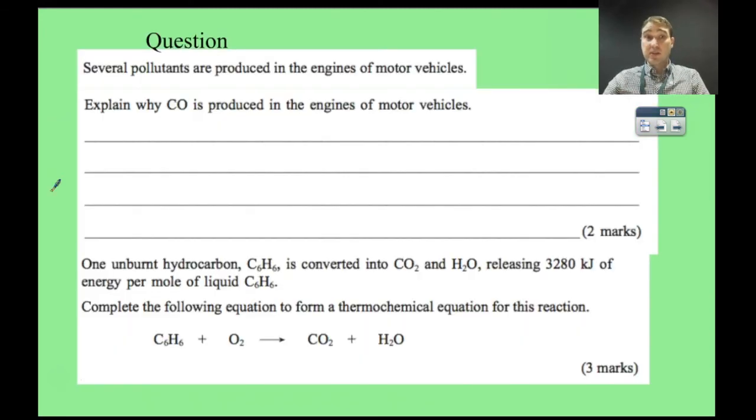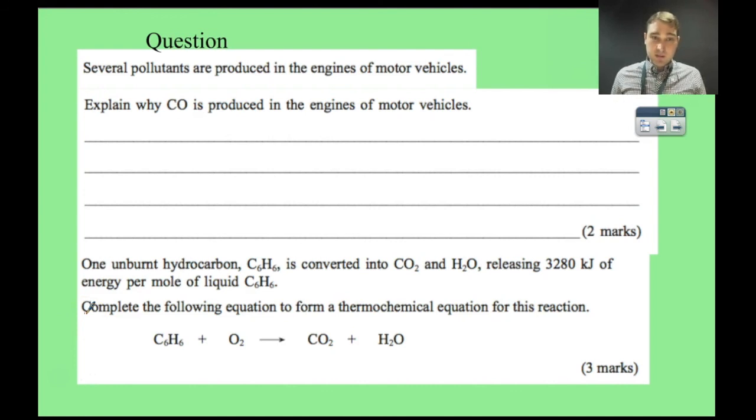So let's have a look at some questions. Several pollutants are produced in the engines of motor vehicles. Explain why carbon monoxide is produced in the engines of motor vehicles. So if there is insufficient oxygen present for the fuel there, incomplete combustion will occur, and one of the products of incomplete combustion is carbon monoxide.